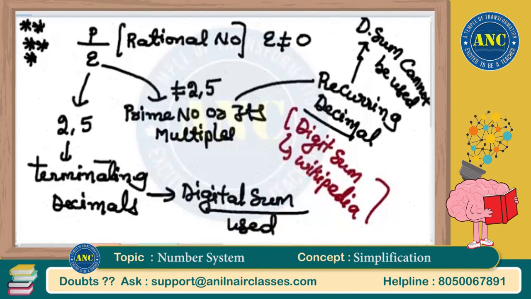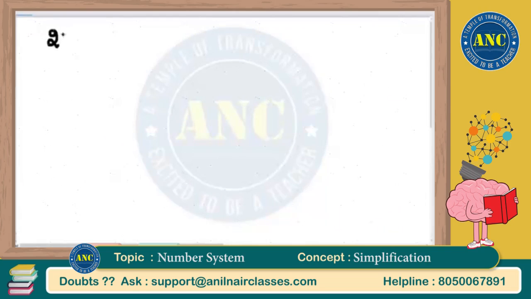If Q is 2 and 5, anything related to 2 and 5, it is a terminating decimal. In a terminating decimal, digital sum can be used. Suppose the question is, listen carefully. Now, sir, why are we able to use a digital sum?